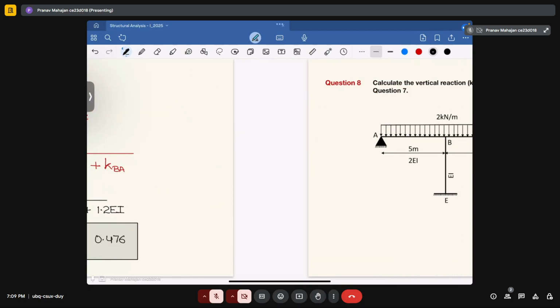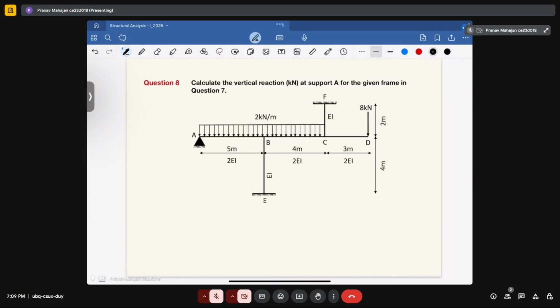Now let's see what the other question is telling you. The other question is telling you directly to calculate the reaction force at support A. For calculating the reaction force, we first have to solve the whole frame, and only then can we calculate the reaction force. So far we have only calculated the distribution factor for BC. Now we are required to calculate the distribution factors for the other spans also.